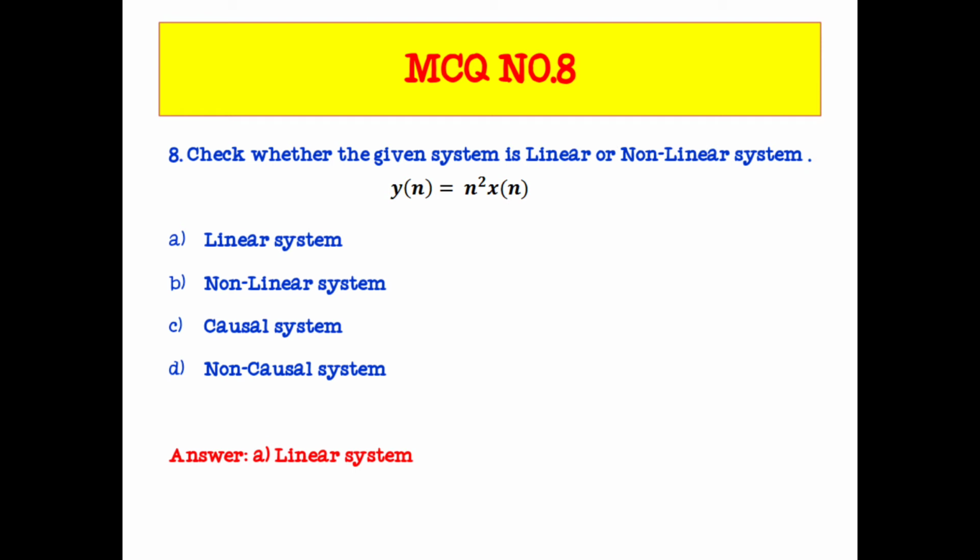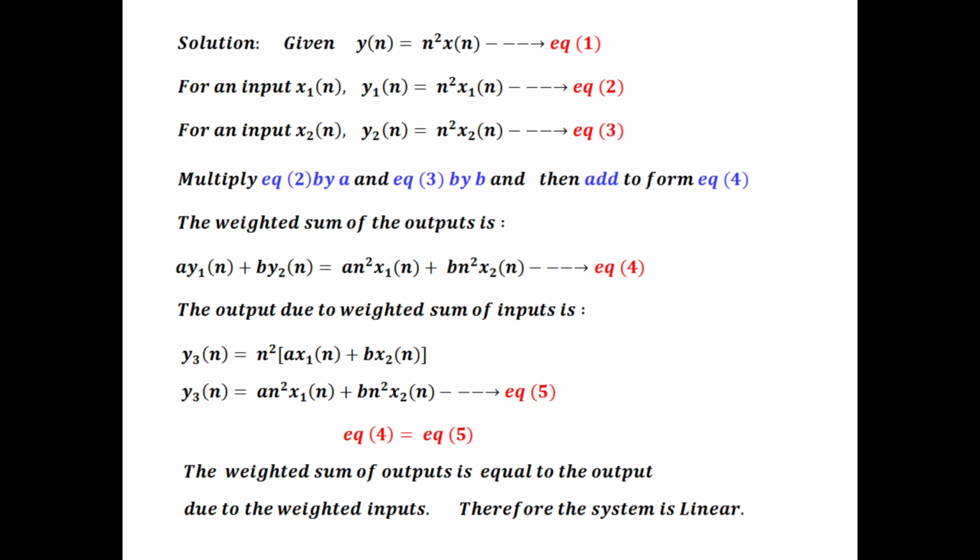Check whether the given system is linear or non-linear. y of n is equal to n square x of n. The answer is linear. Let me explain how. So y of n equals n square x of n, y1 of n equals n square x1 of n, y2 of n equals n square x2 of n. So we have formed three equations. How to write equation 4? Multiply equation 2 by a, equation 3 by b, and then add to form equation 4.